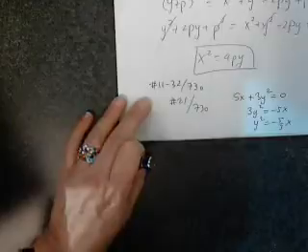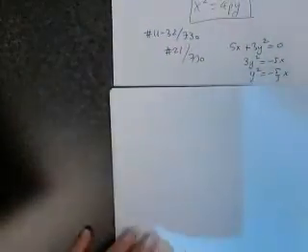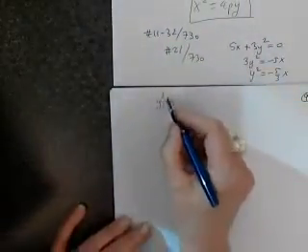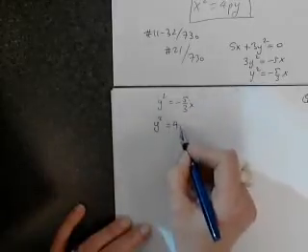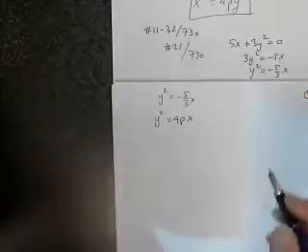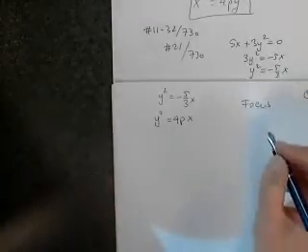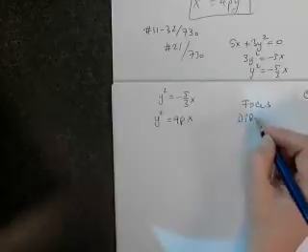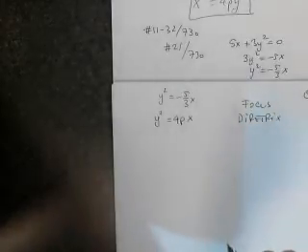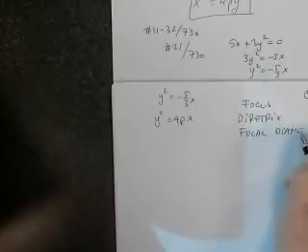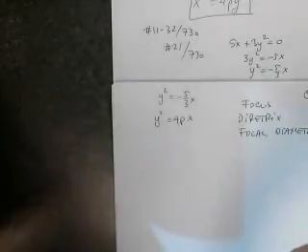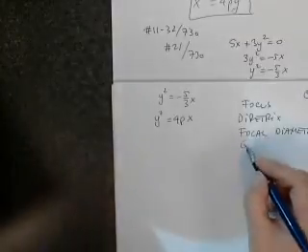Okay. Now we will compare. So y squared equals negative 5/3 x with y squared equals 4px. We're asked in this problem to find a few things. We're asked to find the focus, the directrix, the focal diameter, and we're asked to graph it.